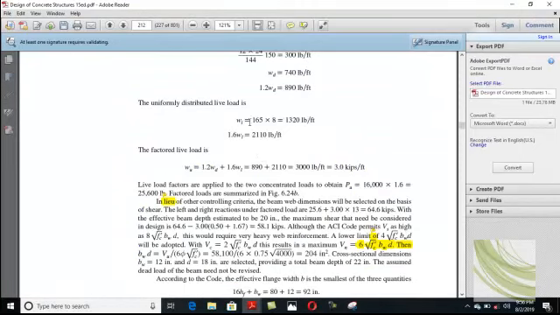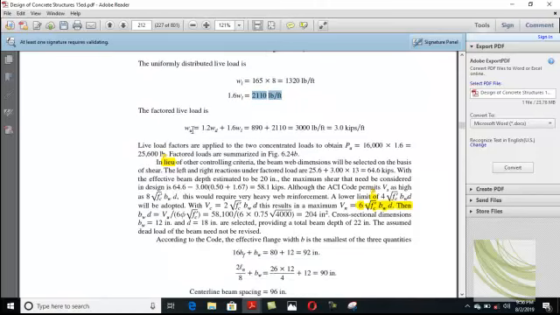So this is 165 multiplied by 8, giving you 1320 pounds per foot, and 1.6, this is the live load factor, multiplying it with this 1320, you get this one. Clear? The factored load will be Wu equals 1.2 dead plus 1.6 live load. Clear? It comes out to be 3 kips per foot.